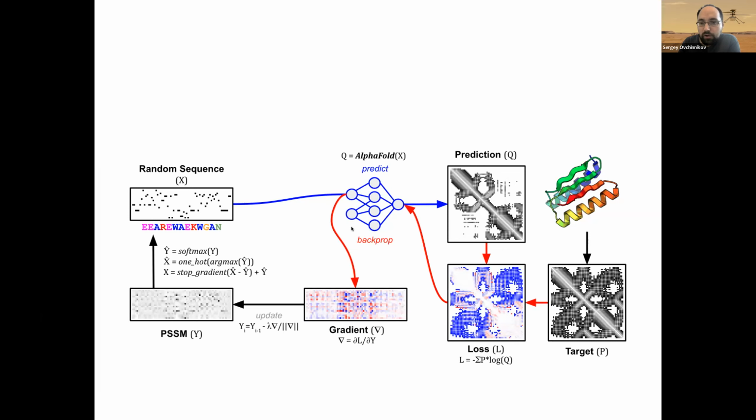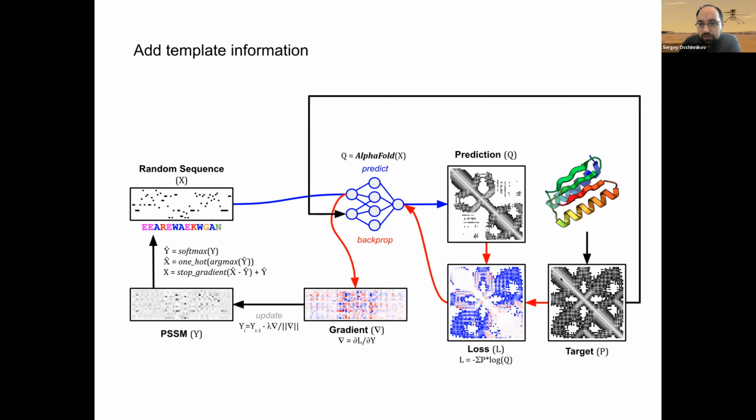But one thing that we're now going to change is we're going to say, well, let's also take this target, what we actually want, and pass it in as input to AlphaFold.